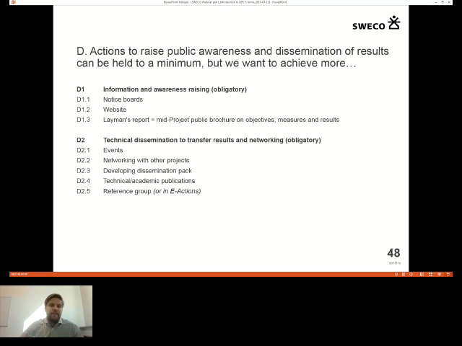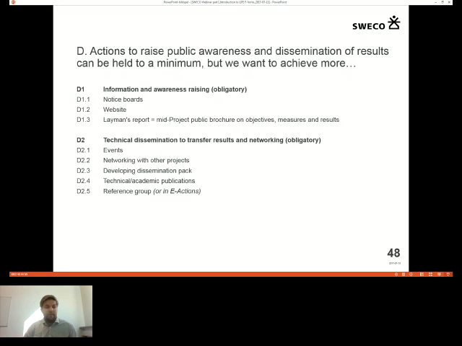You also need that. So the information and awareness raising mainly targets the public, and technical dissemination to transfer results and networking mainly targets academia, similar organizations, and target groups for application. You can see what's included there, but this is the absolute minimum.